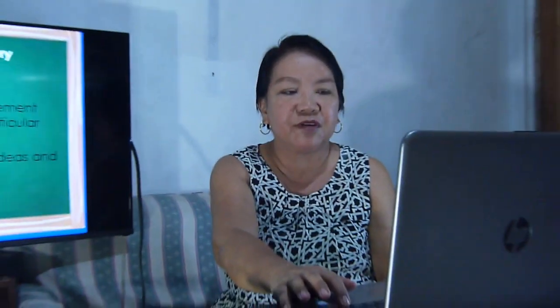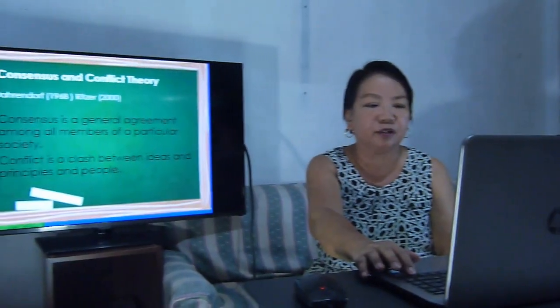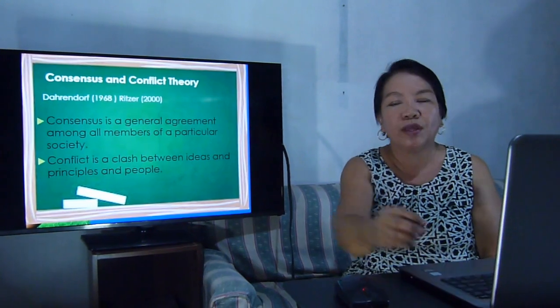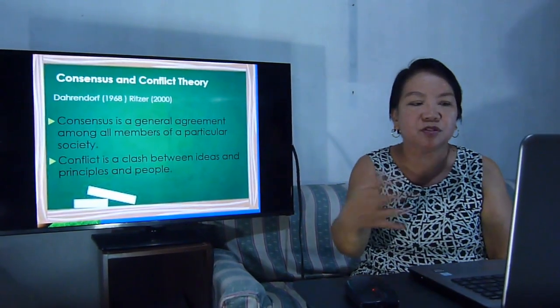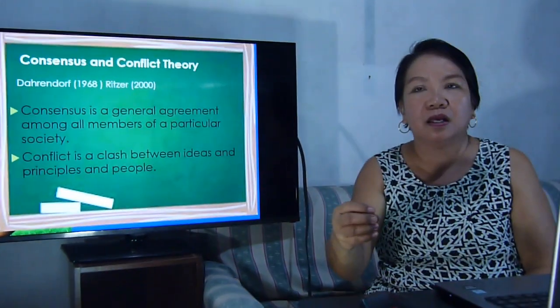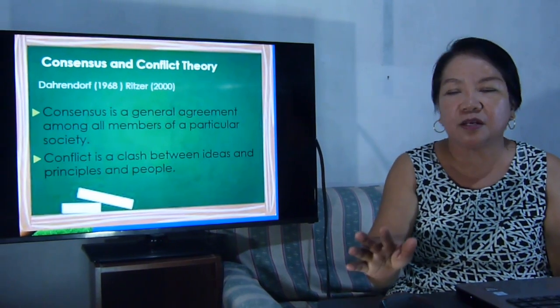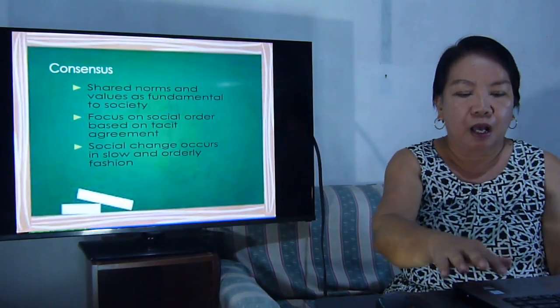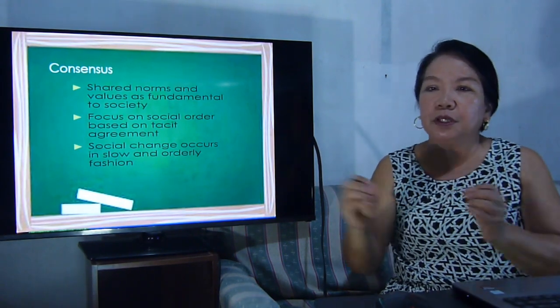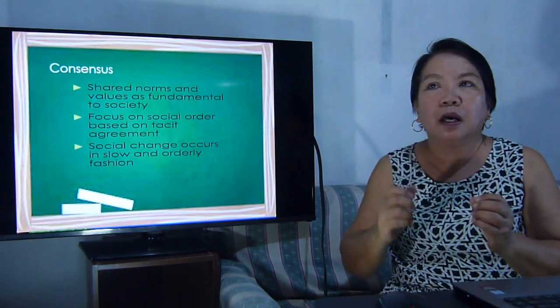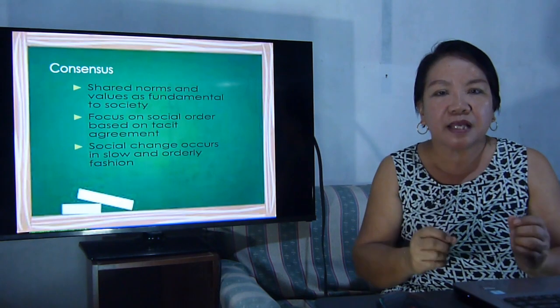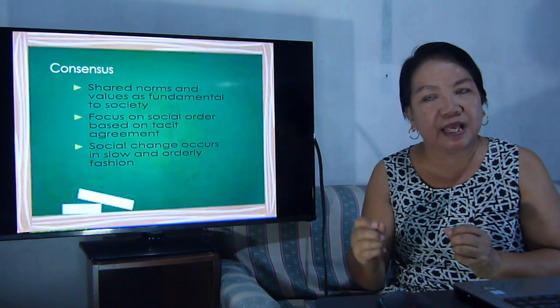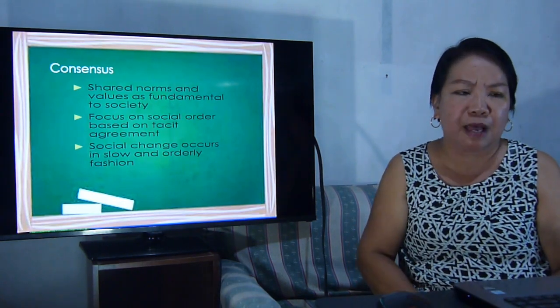So we have defined conflict, we have defined consensus, no. So when you come into an agreement, there is consensus. When there is a clash of ideas and principles and people, in other words, there is conflict. I would like to go into how these consensus and conflict theories relate to education. I'll give you an example.